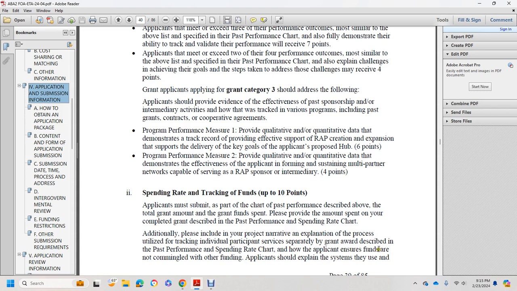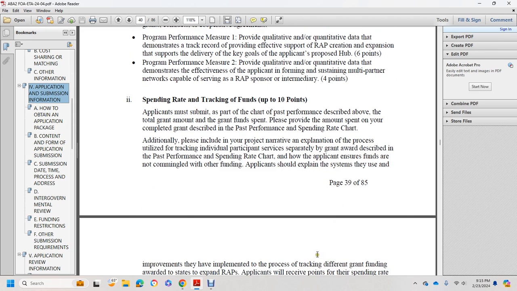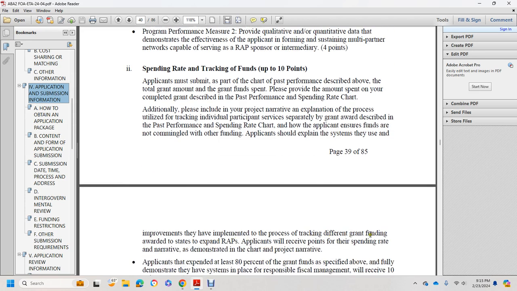Explain how the applicant ensures funding is not commingled with others. Applicants should explain the system used, or any improvements they have implemented, for tracking the different grant funding and awards for the shape of the expanded registered apprenticeship.